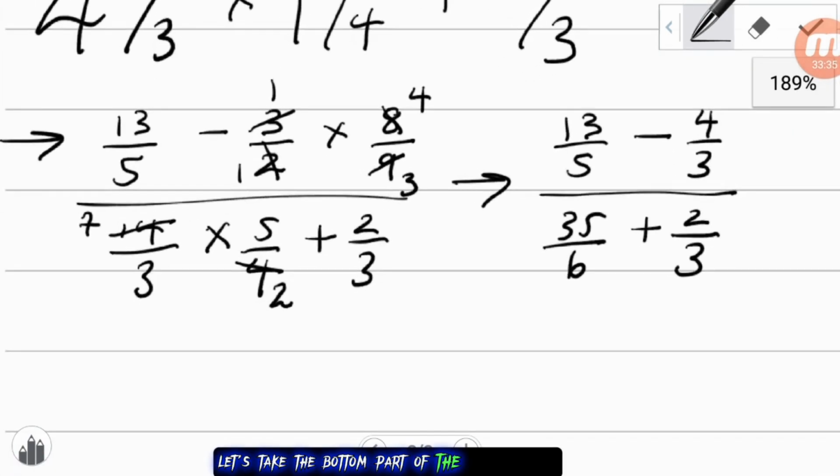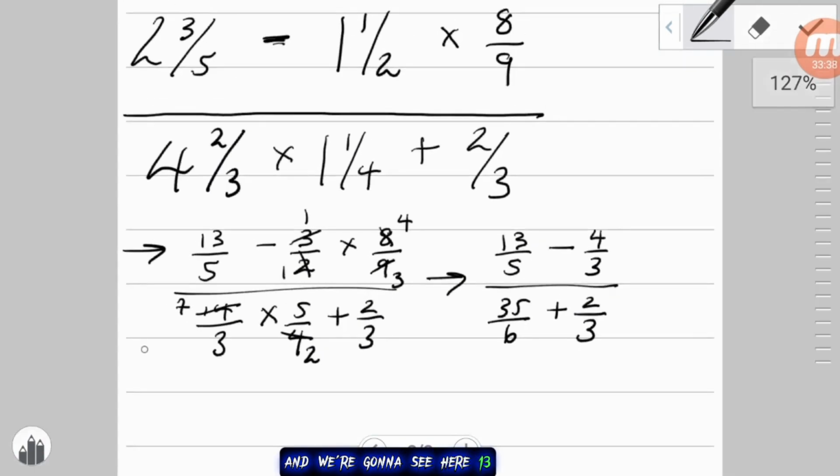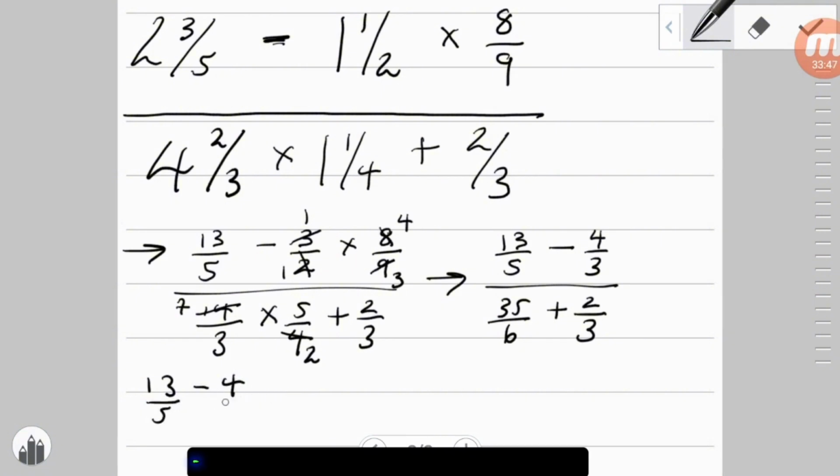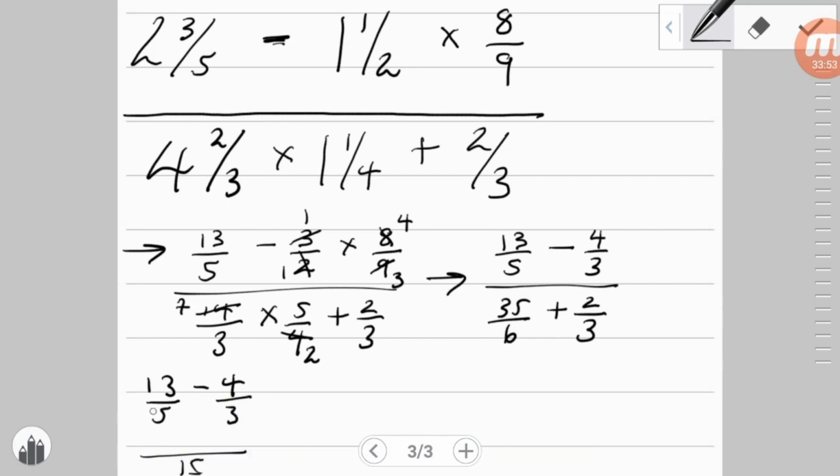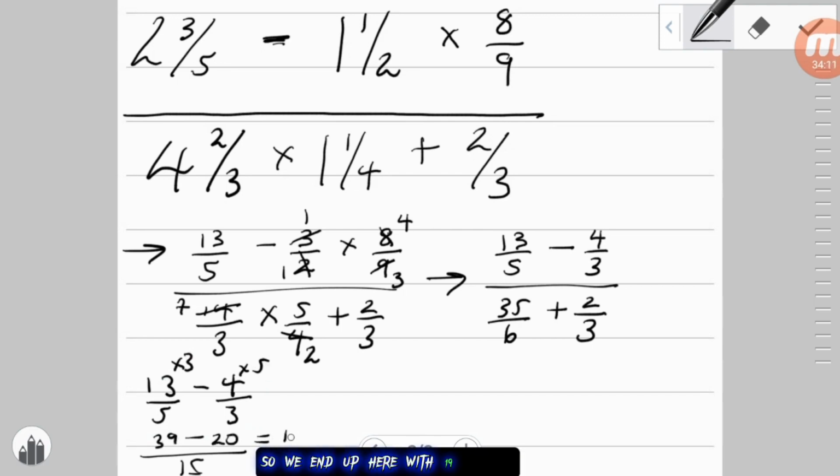Let's take the bottom part of the problem then, and we're going to say here 13 minus 4, 13 over 5 minus 4 over 3, and the LCM here works out to be 15. 5 into 15 goes 3 times, and 3 into 15 goes 5 times. 3 times 13 is 39, and 5 times 4 is 20. So we end up here with 19 over 15 for the simplification at the top.